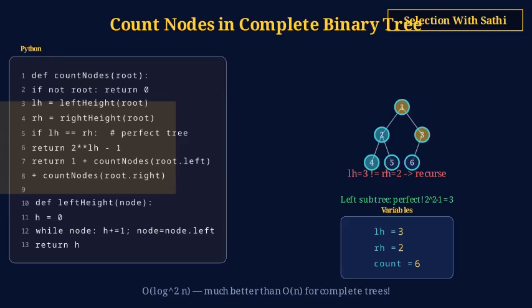Line 7, if they are equal, the tree is perfect. Count is 2 to the h minus 1. Lines 8 and 9, otherwise, recurse on both subtrees. At each recursion level, one subtree will be perfect and terminate, so there are O(log n) levels times O(log n) height computation each, which gives O(log squared n).